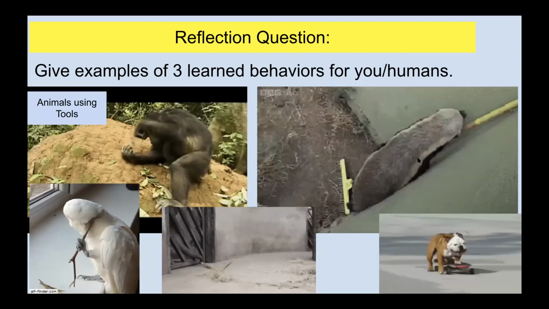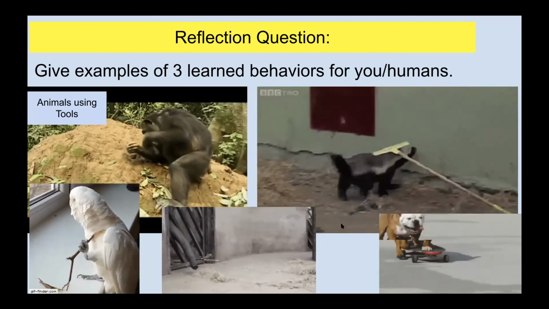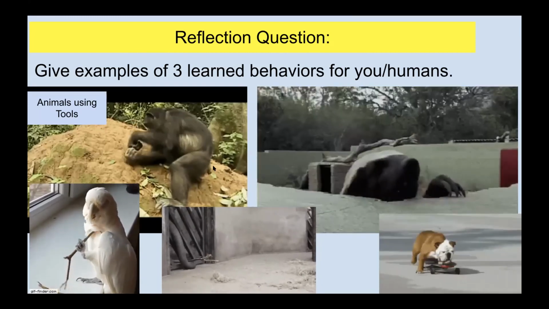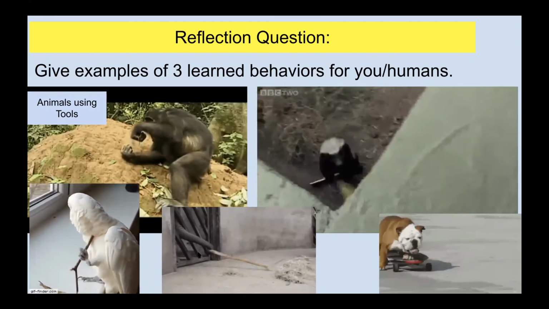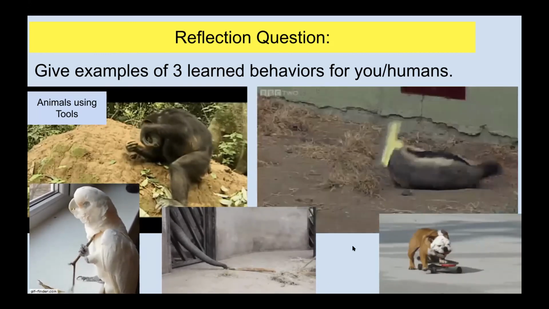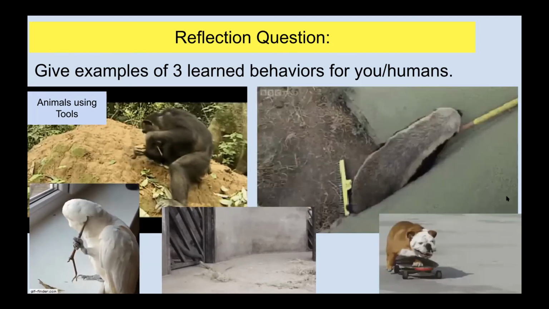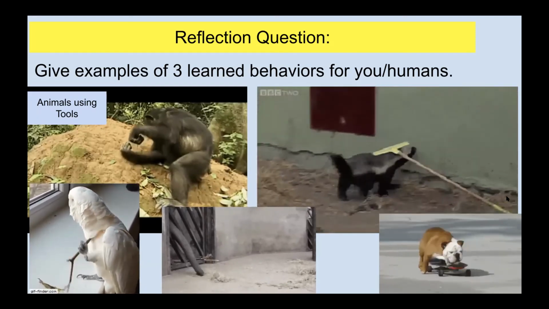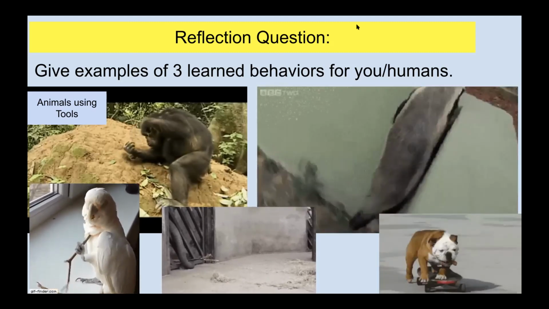So I have a couple of cute little videos here of animals that have learned to use tools for their advantage. And we commonly think of chimps using tools to help them get to food. We have an elephant using its trunk to grab that stick to help it gather the hay that it can't reach. We have a cute little dog on a skateboard, and then we have a badger that has learned to use that gardening tool to help him escape out of his little pen. So again, think back on your life and some learned behaviors for you.